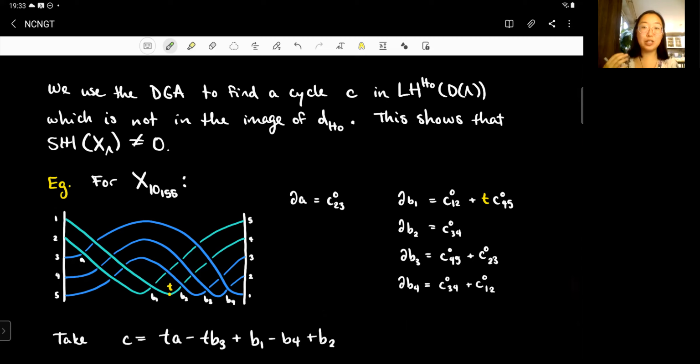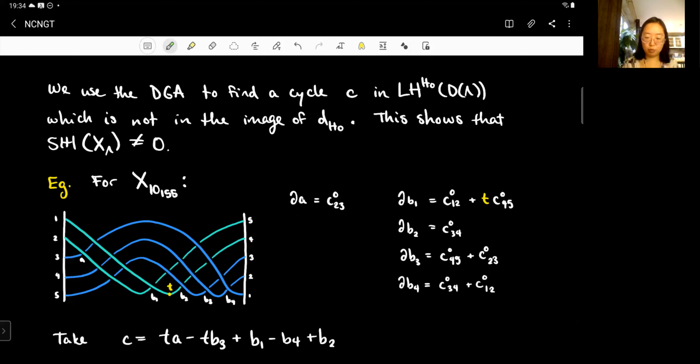But the idea is that we're going to use the DGA to find a cycle C in this Hochschild-like homology. Sorry, in the thing that we're taking the homology of. And we're going to make sure that this cycle is not trivial and not in the image of the differential. This will show that we have a non-zero representative in the symplectic homology. So for the 10-155 example, I'll show you what this cycle looks like and explain roughly why it's not going to be in the image of the differential.